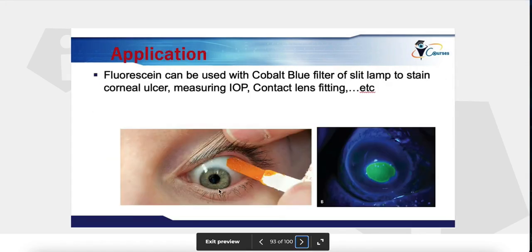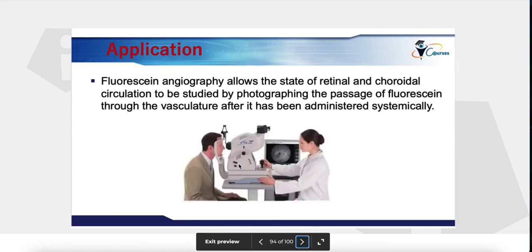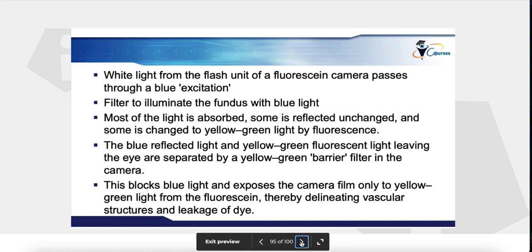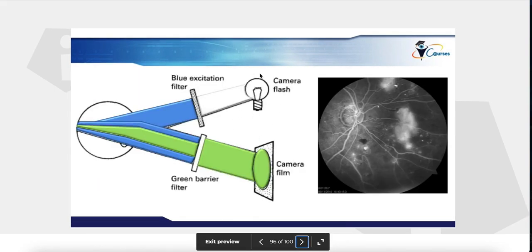Examples are the fluorescein strips and the fluorescein solution used for injection in fluorescein angiography. The fluorescein strips can be used for measuring the intraocular pressure and staining of corneal ulcers, while in fluorescein angiography, the fluorescein is used for intravenous injection in order to delineate the choroidal and retinal vasculature. It depends on this mechanism, so there will be a white flash. The fundus camera has a flash that produces white light.